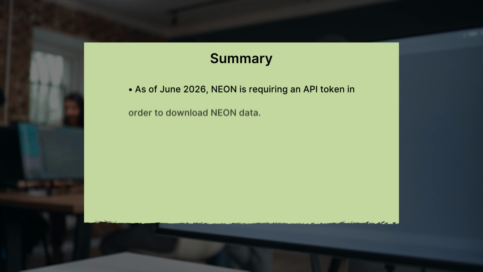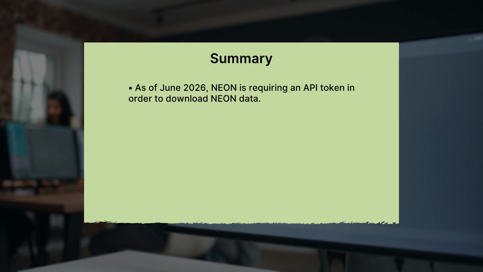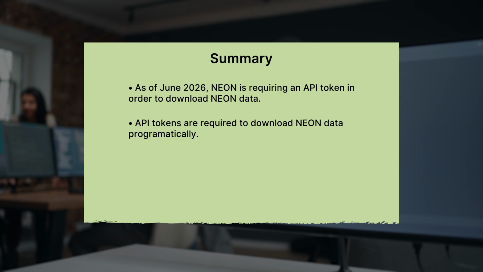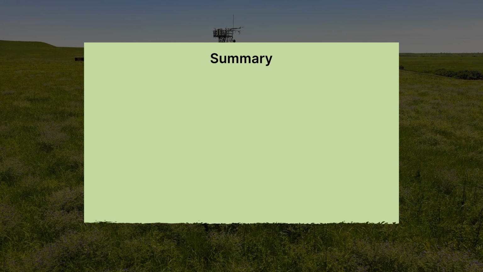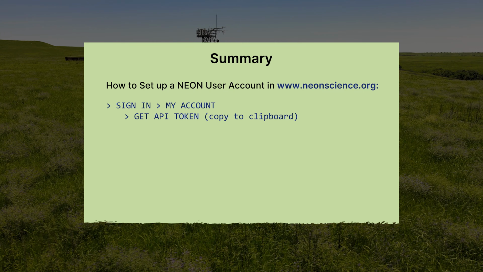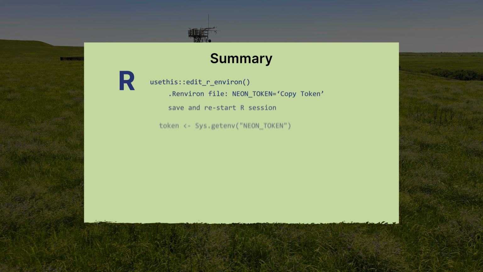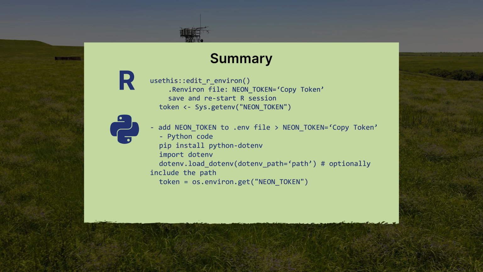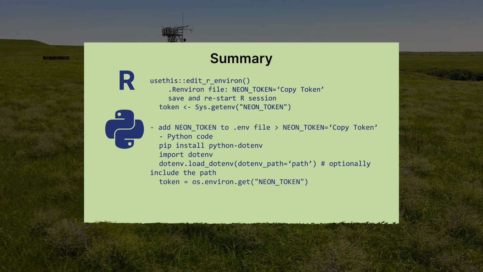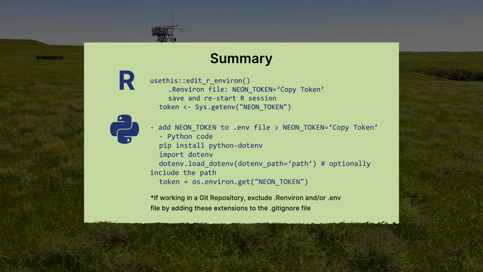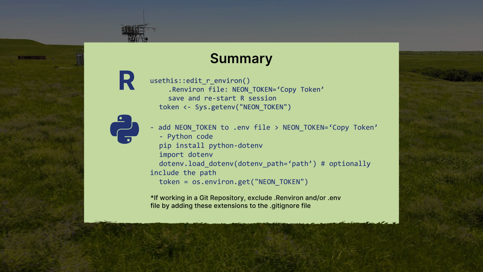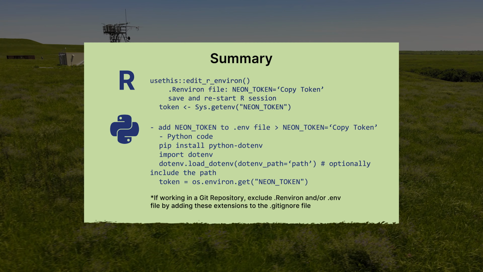In summary, starting in June 2026, Neon logins are required to download Neon data from the portal, and API tokens are required to download Neon data programmatically. In this video, we've covered how to set up a new Neon user account and create a Neon API token in neonscience.org. We also showed how to configure the API token for use in both R and Python using a .Renviron file for R and a .env file for Python. If you are working in a Git repository, you will need to exclude these file types by adding them to your .gitignore file to ensure the tokens are secure.